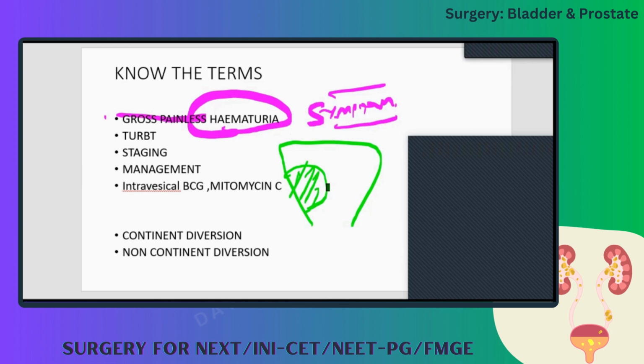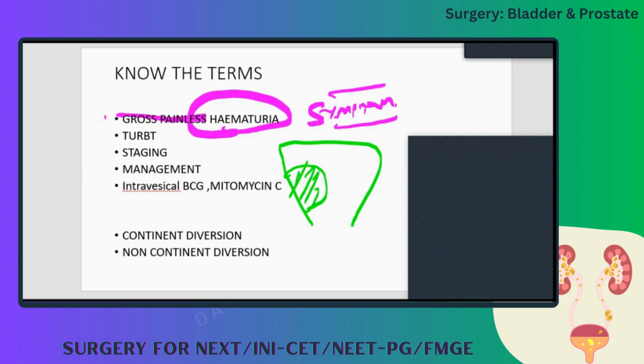How did we do TURP? I'm asking, TURP from which approach? Not biopsy, I'm asking TURP. Resectoscope, through the transurethral route. So in the same way, the bladder can also be approached transurethrally.